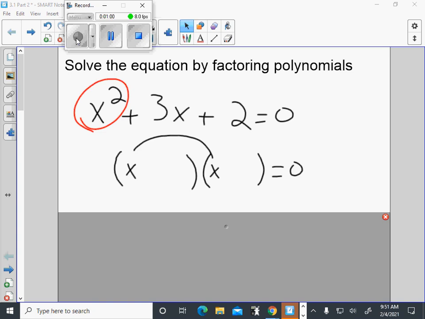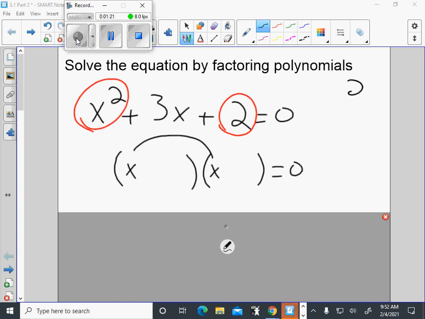Okay. Our last two numbers in our parentheses are going to be what multiply to 2, this last number. And if you think about it, what two numbers multiply to 2? Well, if we came up with a factor tree, okay, what are the factors of 2? It's 2 times 1. Right? That's really the only factor. So we know that 2 and 1 are going to be put in the parentheses.